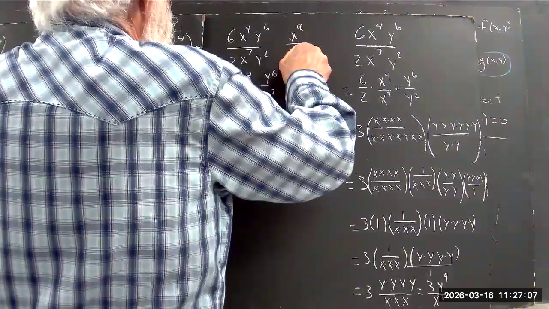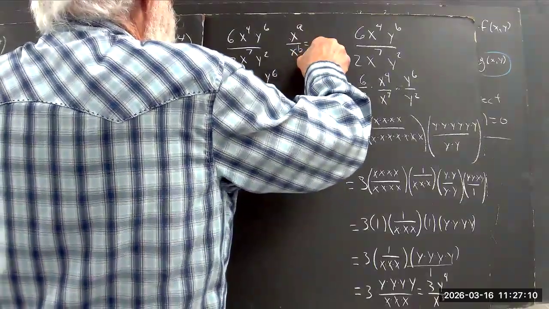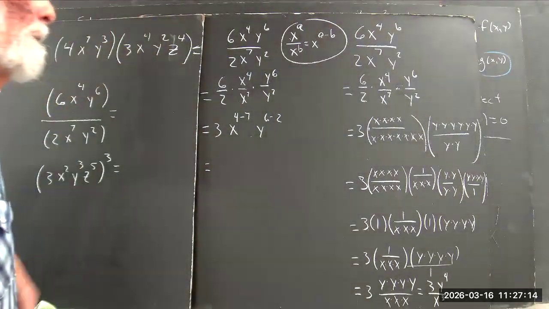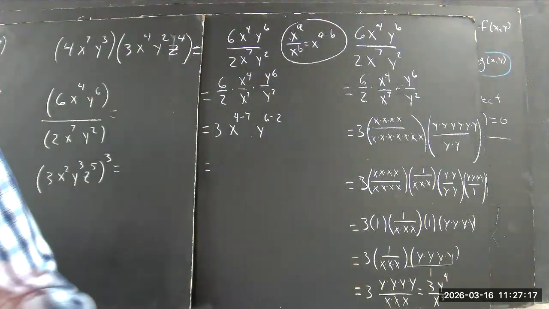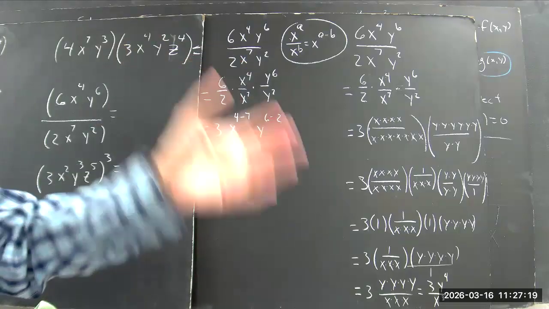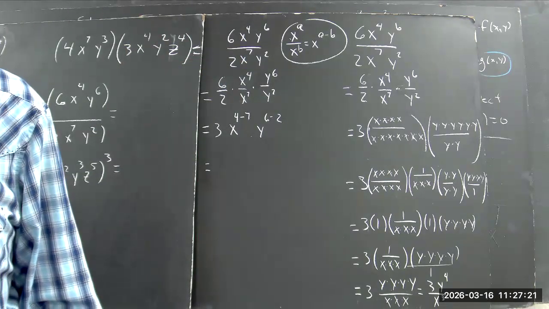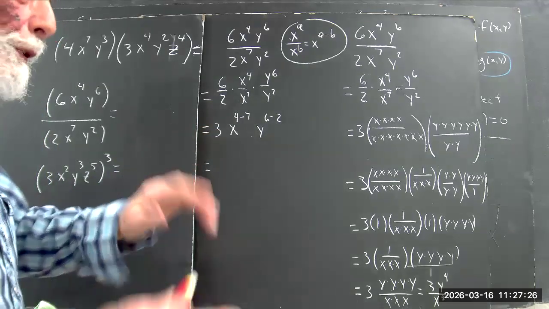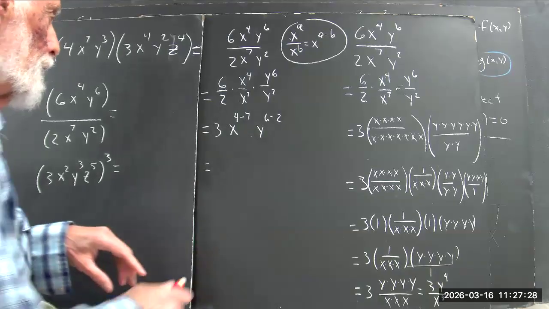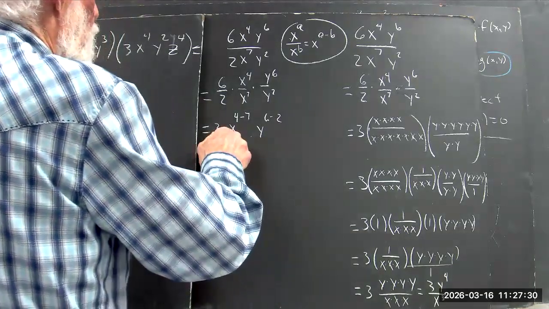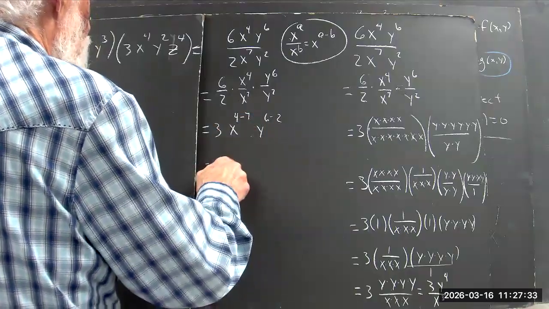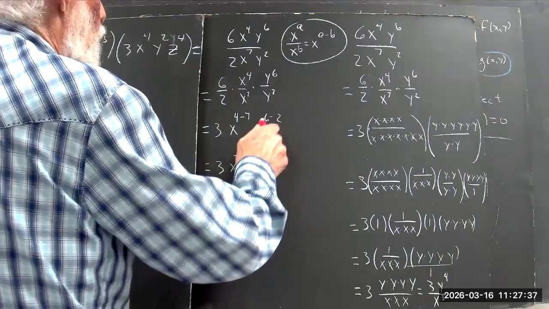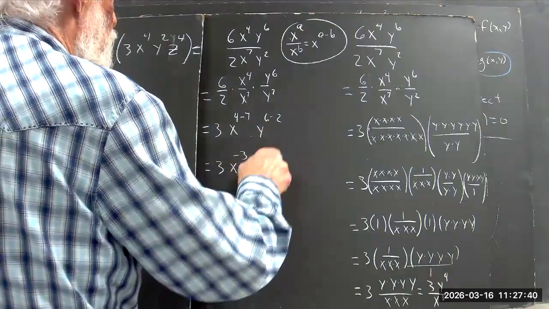X to the a divided by x to the b is x to the a minus b. Textbook, whatever resources you happen to be using might use different letters. That's the rule, and you understand that. I don't think you have any trouble with that. Okay, so we have 3x to the 4 minus 7. Well, 4 minus 7 is negative 3. And we have y to the 6 minus 2. That's y to the 4th.